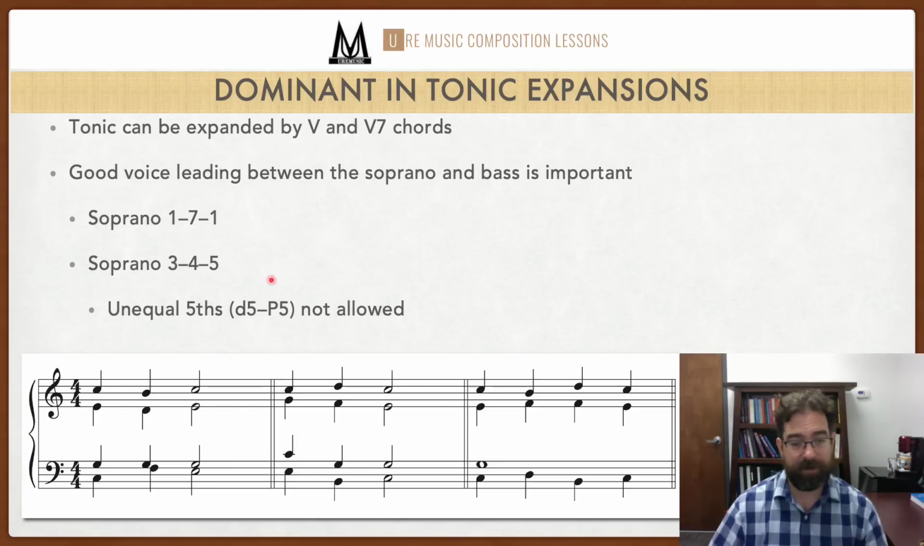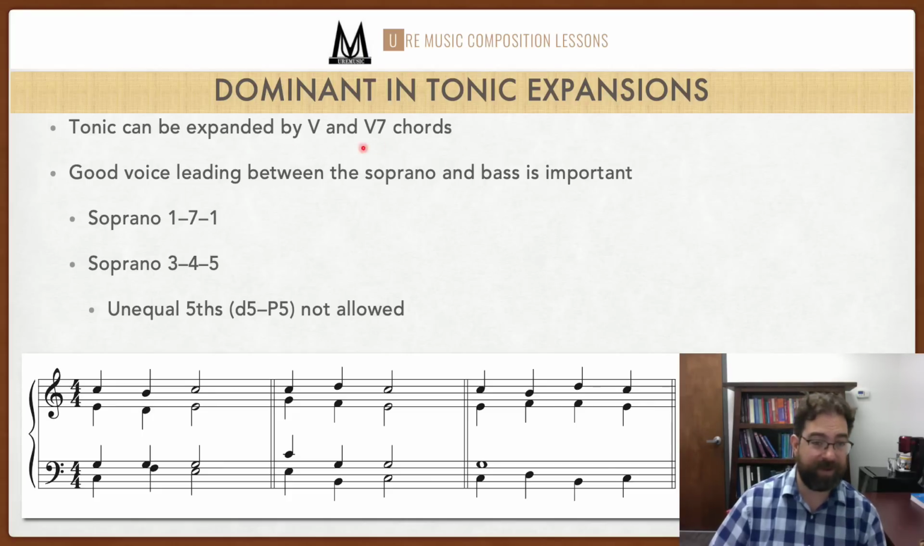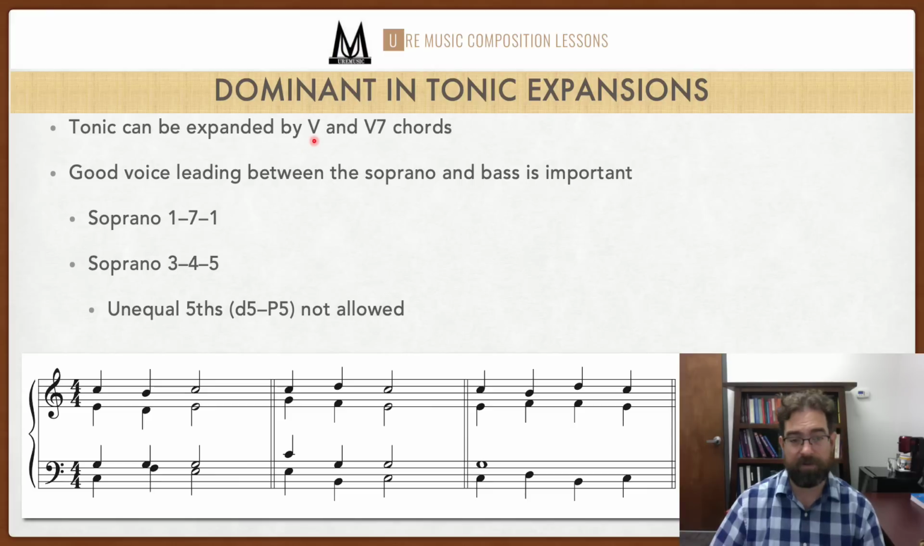So the dominant in tonic expansions is really kind of the same thing. The tonic can be expanded by both 5 and 5/7 chords. When you have a 5 or a 5/7 chord, you still want that leading tone to resolve up. In the case of the 5/7 chord, you want the 7th of the 5/7 to resolve down, or you can think of it as a 4th scale degree if you're in major or minor key, because the 4th scale degree, of course, is going to be F. So good voice leading between the soprano and the bass is important.